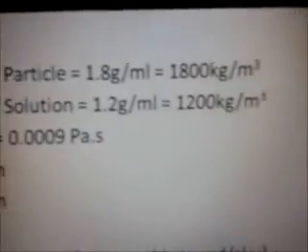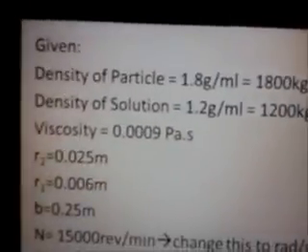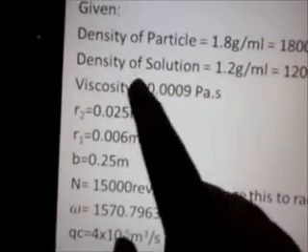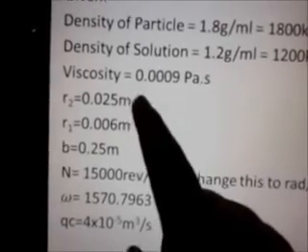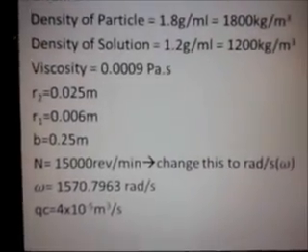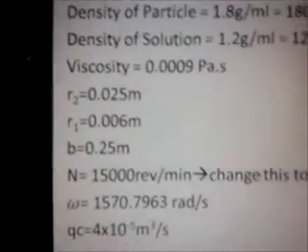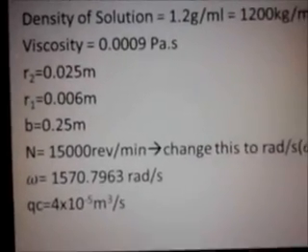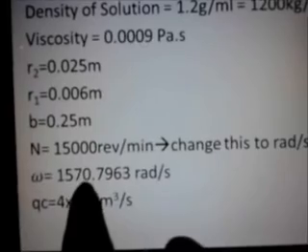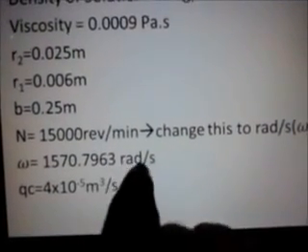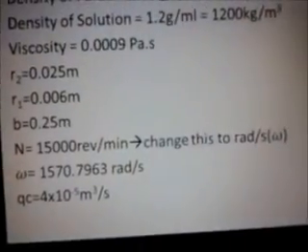So the density just changes to kilogram per meter cube, and then these are all the givens, the R2, the R1. R2 is the radius of the whole centrifuge, and then R1 is the distance of the liquid from the axis, and then B is the height or the depth. N, so change this to rad per second, so we will have the value of 1570.7963 rad per second, and then the value of QC is also given.